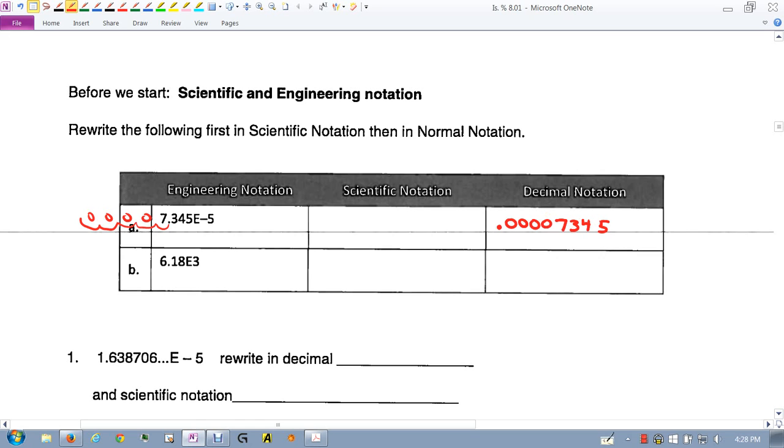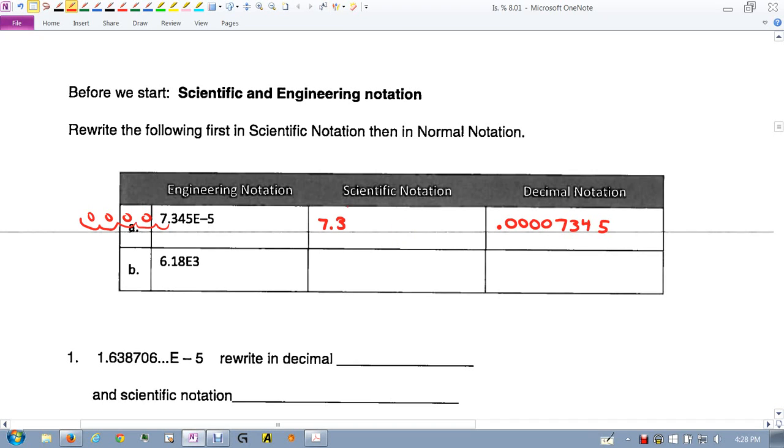0.0007345. Does everyone agree that taking that decimal 5 places to the left gives you that? Is that all right? So this number right here is equivalent to this. Very small number, very big number? Very small. Okay.